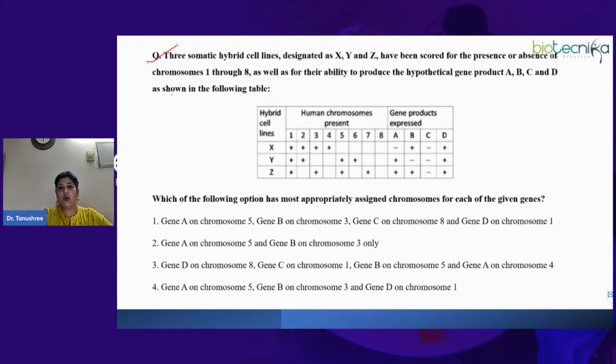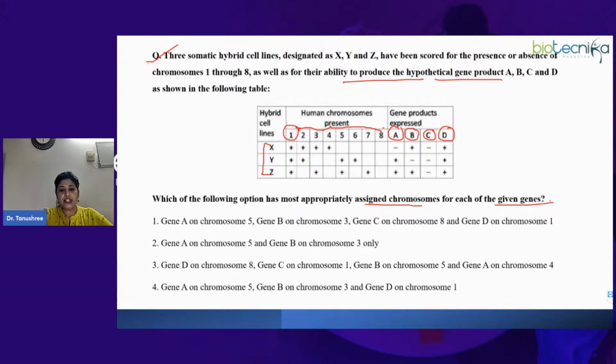This is again based on somatic cell hybridization. Three somatic hybrid cell lines designated as X, Y, and Z have been scored for the presence or absence of chromosome 1 through 8. Okay, so you can see chromosomes 1 to 8 are mentioned here, as well as the ability to produce the hypothetical gene products. A, B, C, and D are the gene products, and these are the cell lines X, Y, and Z. Which of the following options appropriately assigns chromosomes for each of the given genes?